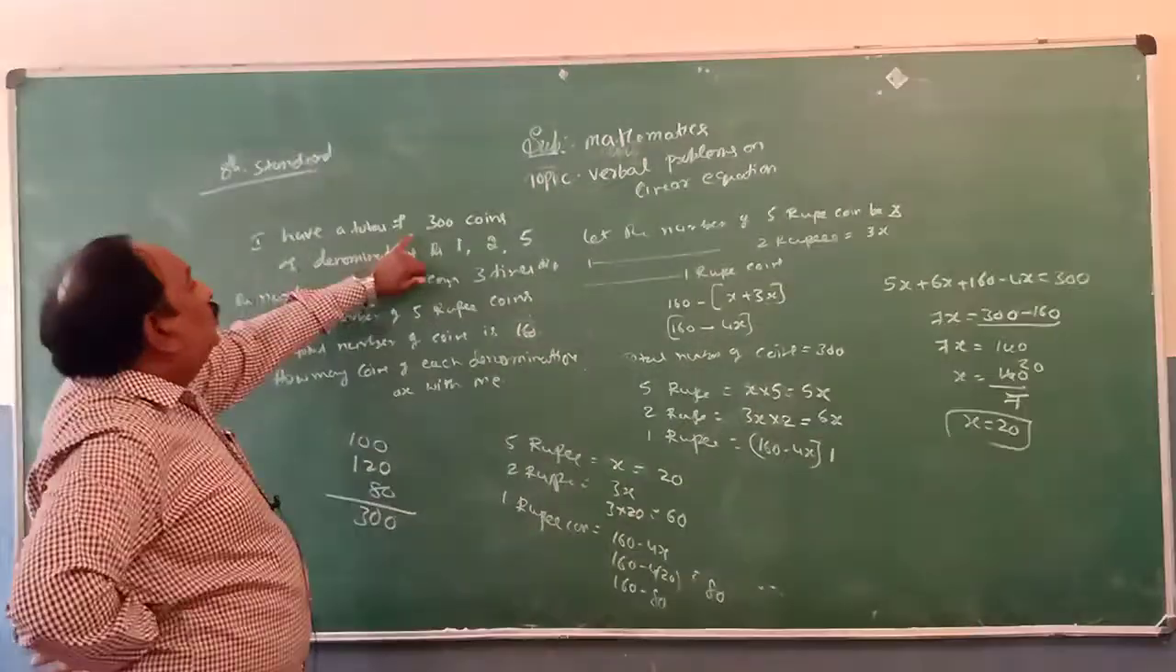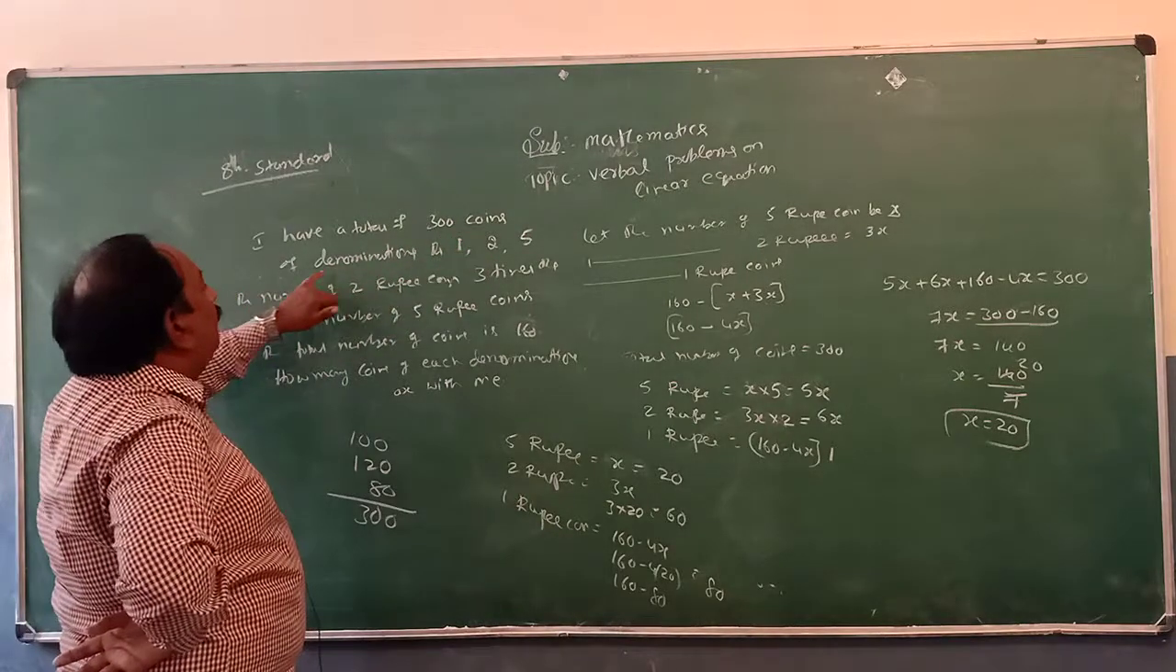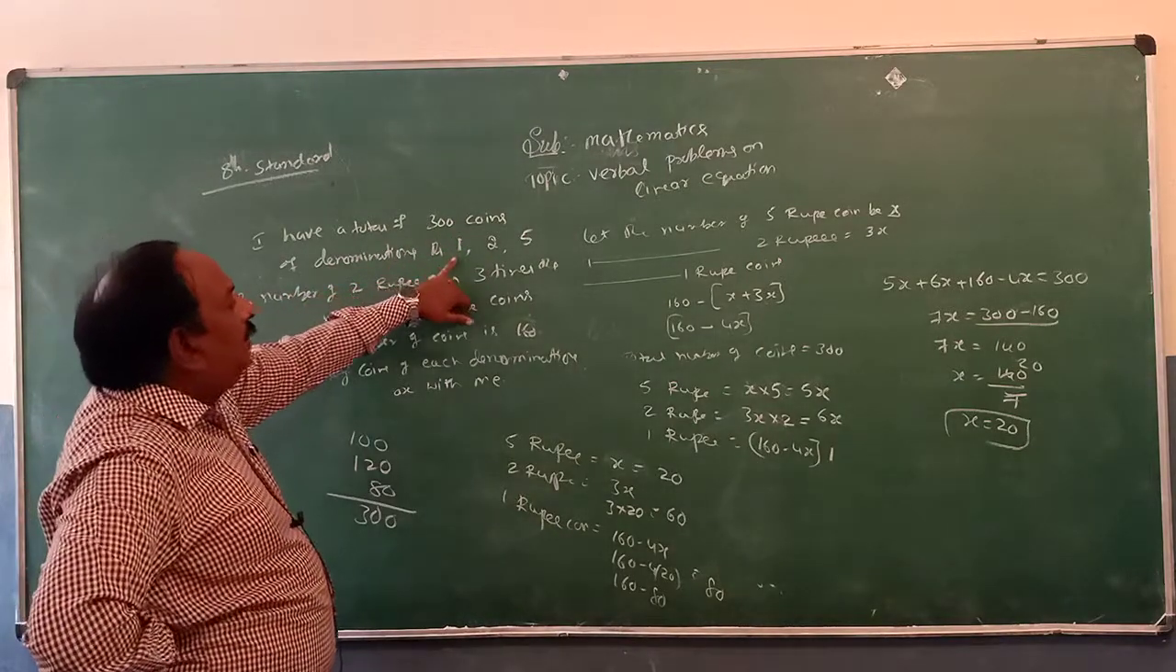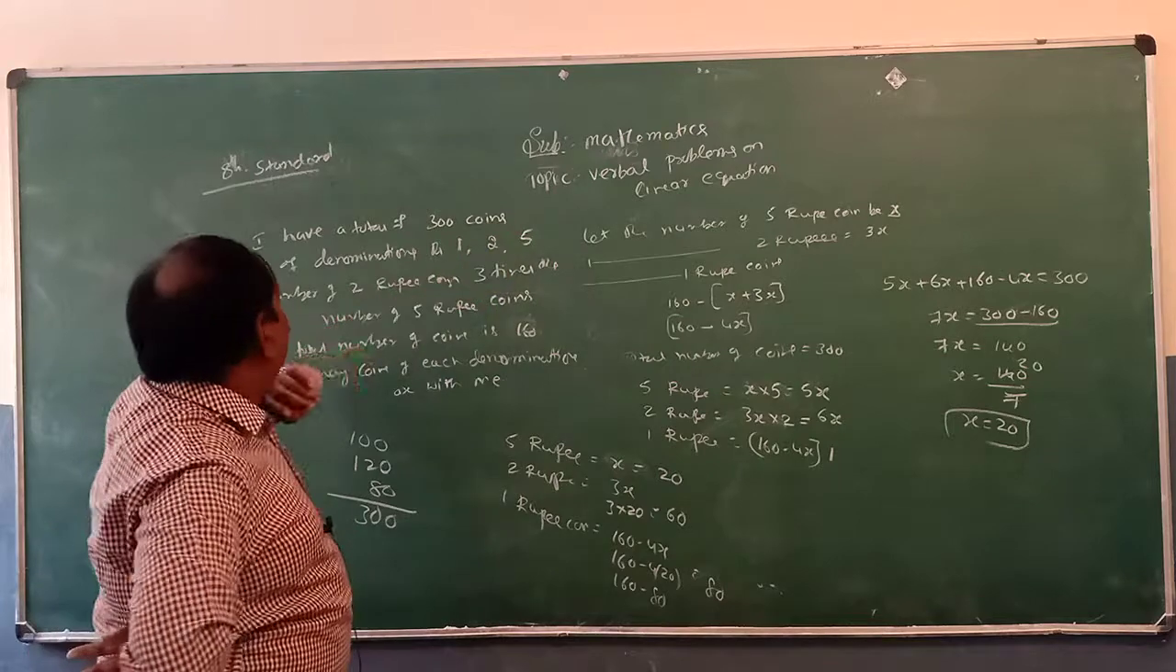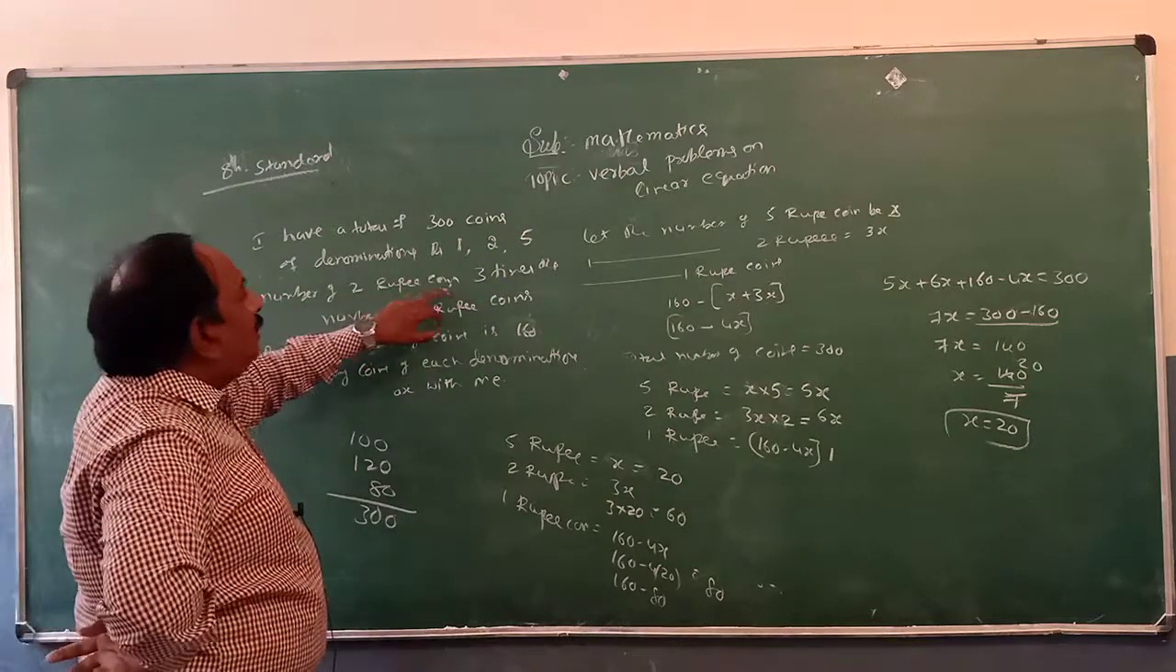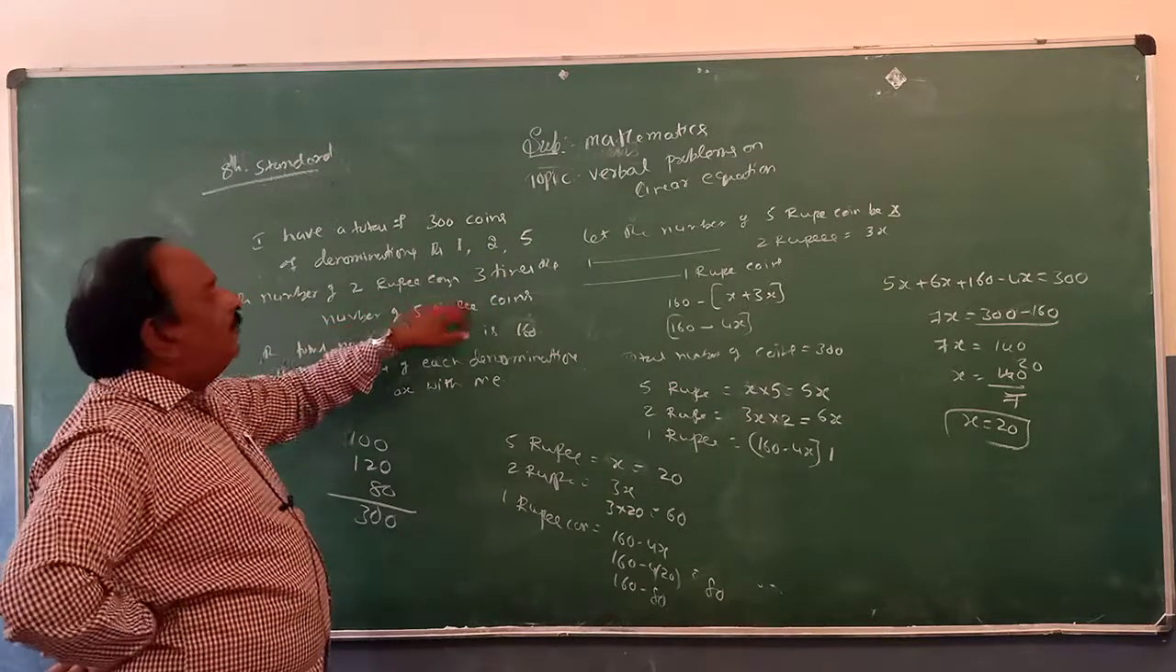I have a total of 300 coins of denomination 1 rupee coin, 2 rupee coin and 5 rupee coin. The number of 2 rupee coins is 3 times the number of 5 rupee coins.